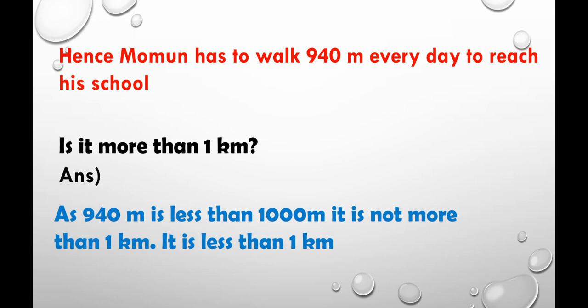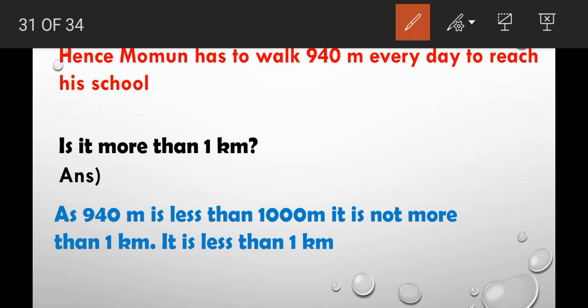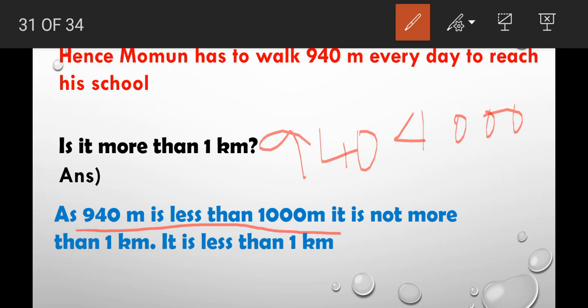One more question is there. Is it more than 1 kilometer? We know that 1 kilometer is 1000 meters. So 940 meters is less than 1000 meters. That means 940 meters is less than 1000 meters. It is less than 1 kilometer.